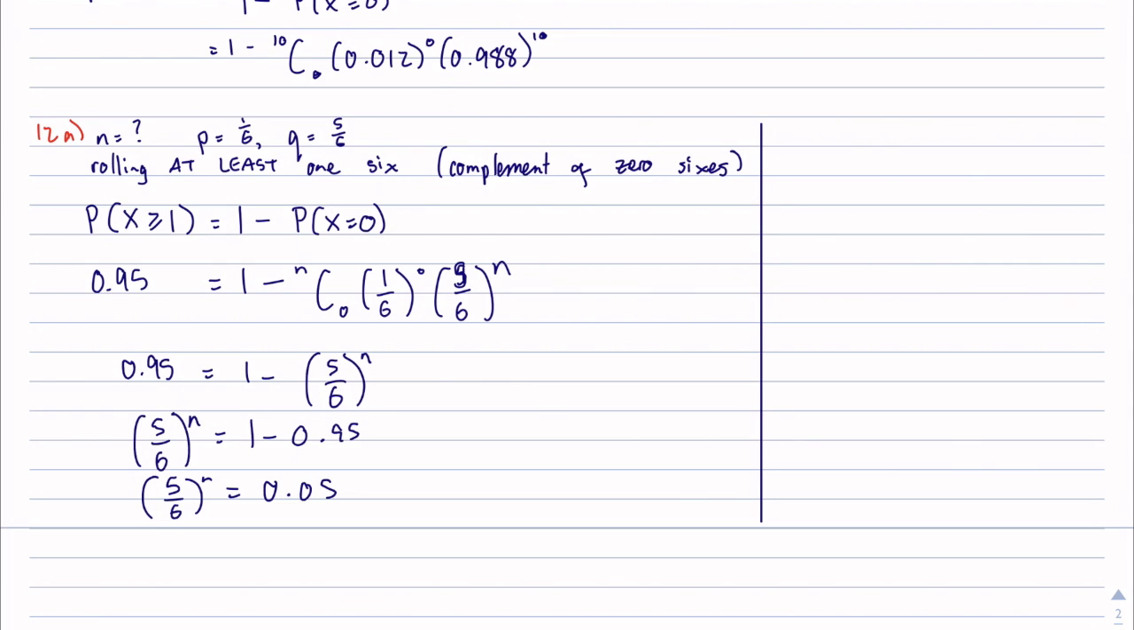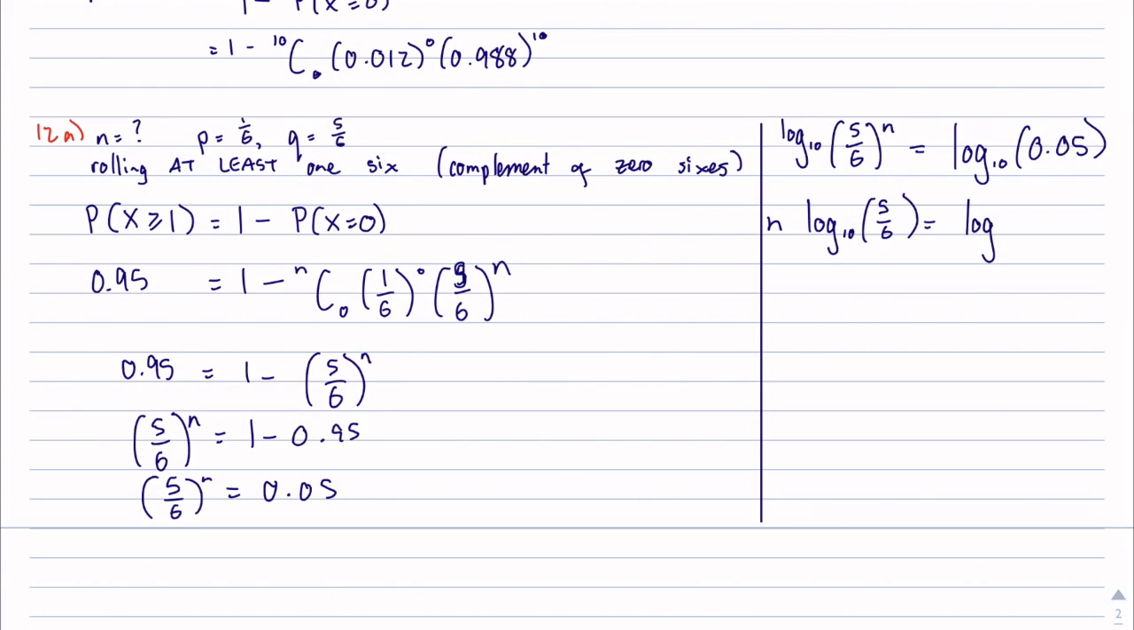How well do you guys remember your log laws? If I take the log base 10 of both sides, 5/6 to the n equals the log base 10 of 0.05. n log base 10 of 5/6 equals log base 10 of 0.05. I mean, you could have just trialed this, by the way. You could have had n equals 1, n equals 2, n equals 3, and just kept cracking it until you got something near 0.95. n equals log base 10 of 0.05 over log base 10 of 5/6.